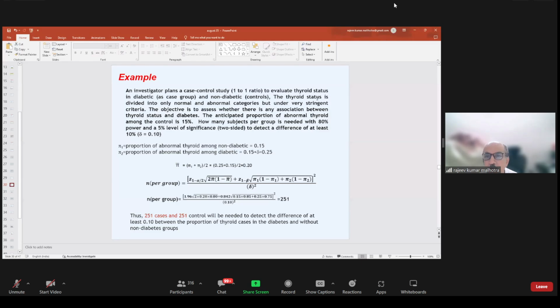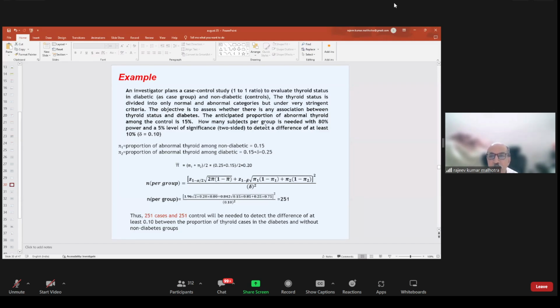You have to take care. We are dividing into normal and abnormal categories, but under stringent criteria. The objective is to assess whether there is any association between the thyroid status and diabetes. The anticipated proportion of abnormal thyroid in the control group is 15%.